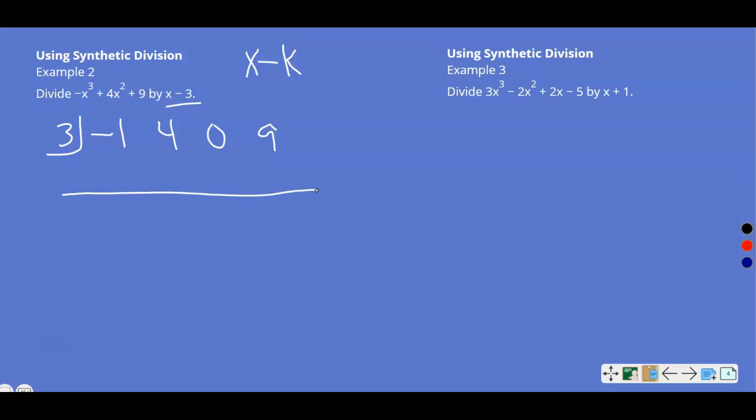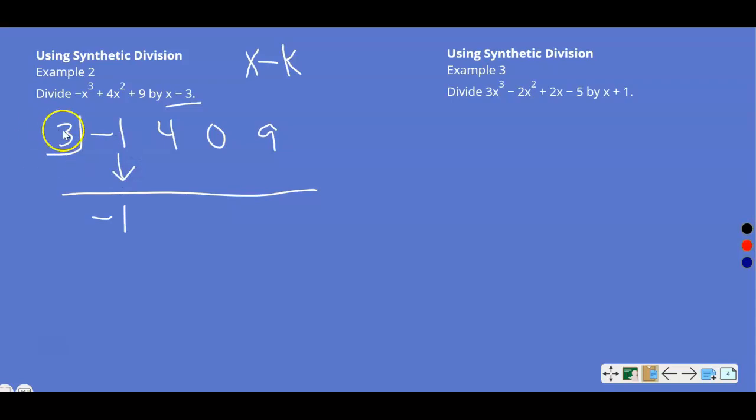All right, now the first one is easy. Whatever the first number is here, it's going to drop straight down. So this comes down. And that just becomes the number here at the bottom. That's going to be your coefficient. That's supposed to be an arrow, but it doesn't really look like an arrow. So let me try that again.